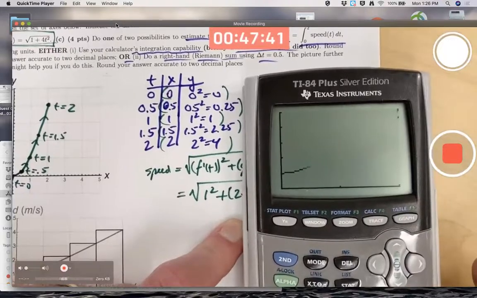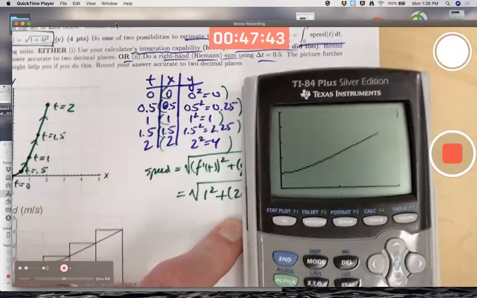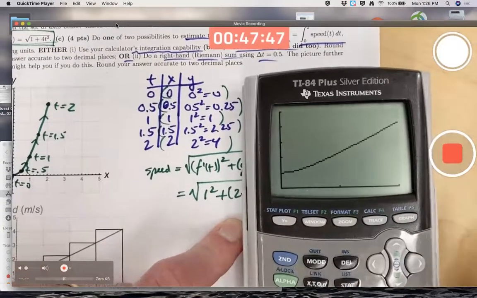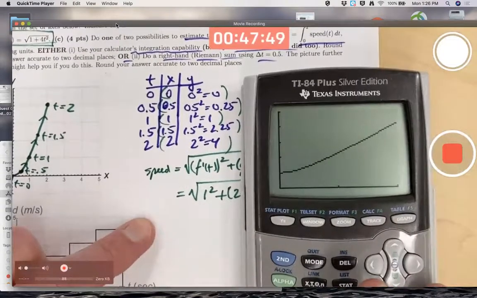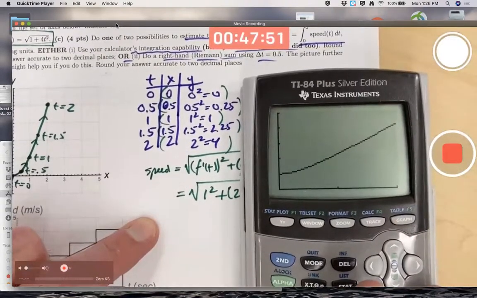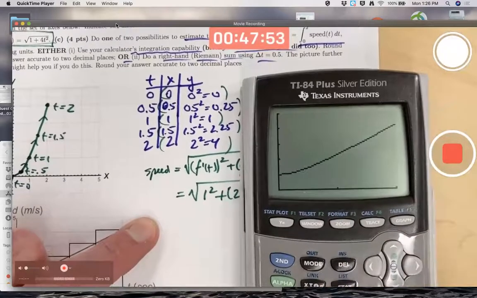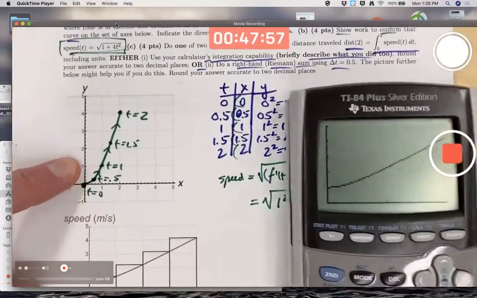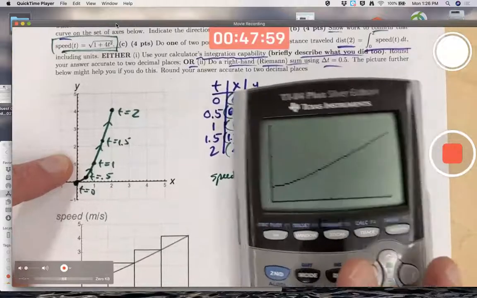Here's the graph. This is not the motion. This is the speed. It's related to the motion. You can see it's going higher, meaning the object is moving faster over time. But it's not the actual graph of the motion itself. That graph is this one. But the integral of the speed does give you the distance traveled.